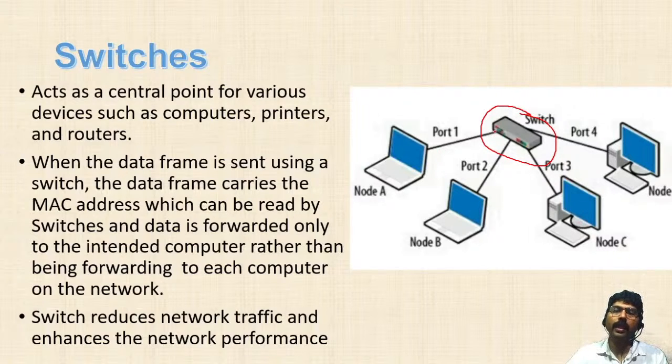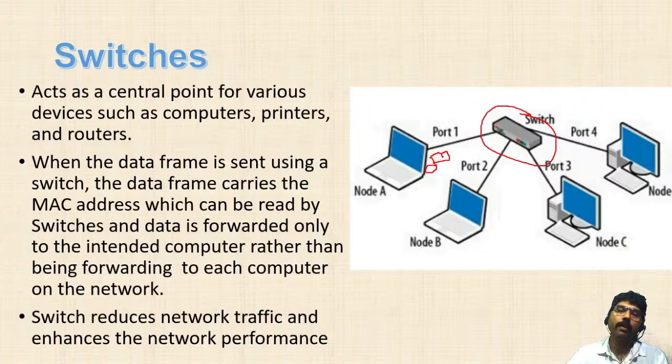Instead of sending the data to each and every device, it will send the data to only that device which is mentioned. For example, if node A wants to send some data to node C, so what happens here? Node A sends the data in the form of a data frame.